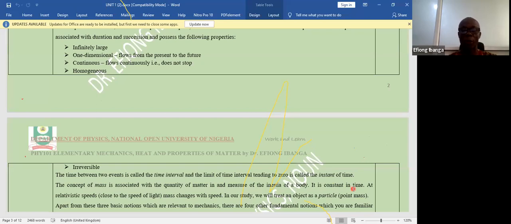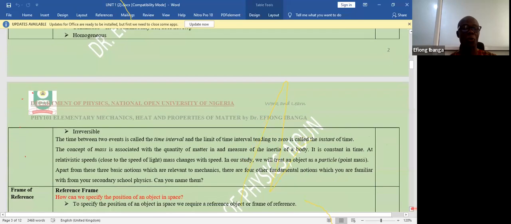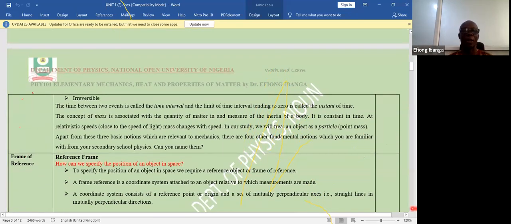I've also pointed out the relativistic speed here. In our study here, we will treat an object as a particle. A particle is simply a point mass. So it has mass, but its physical extent is negligible, like a pencil point, if you like. We will consider its mass, but its size is negligible. Now, apart from these three basic notions, which are relevant in mechanics, there are four other fundamental notions which you have all already named.